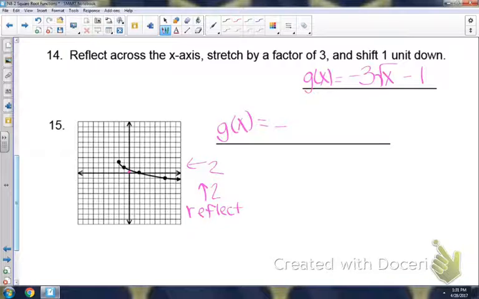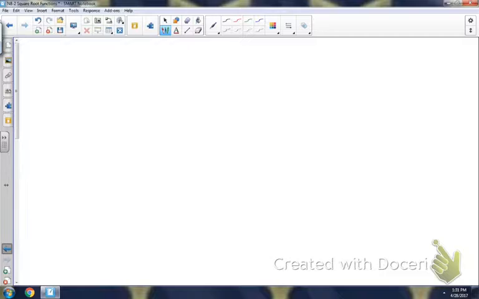So the reflection is the negative. We're going to the left, so under your square root you should have x plus 2. Make sure it stays under that square root. And then the plus 2 on the outside because you're going up. And that's it.